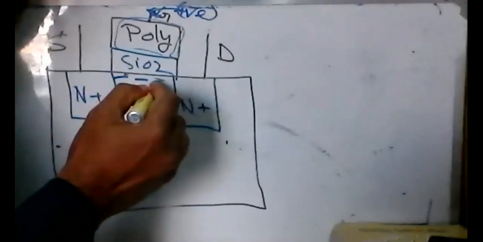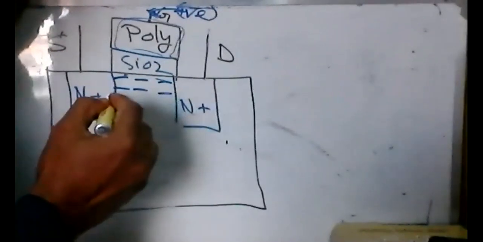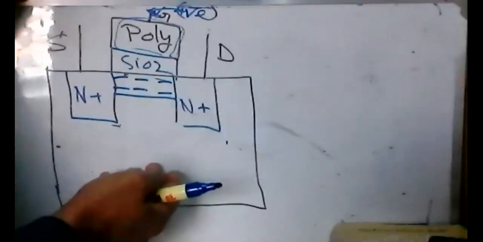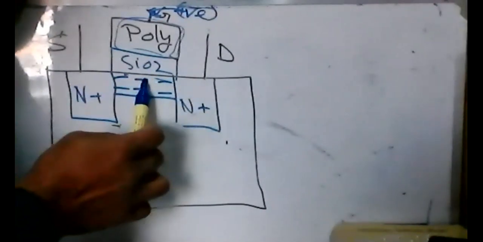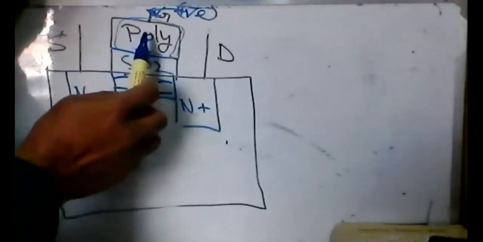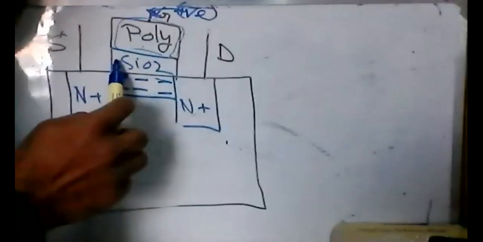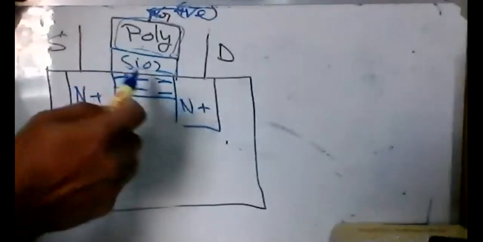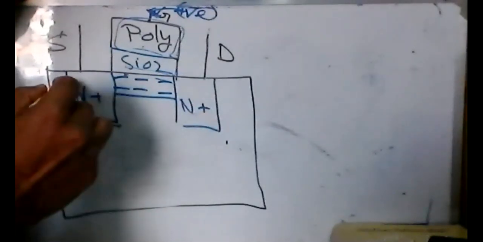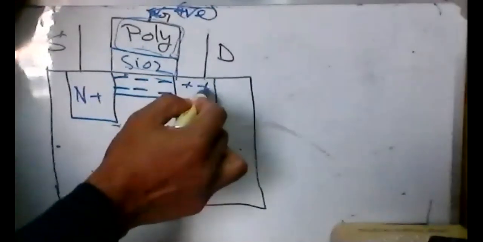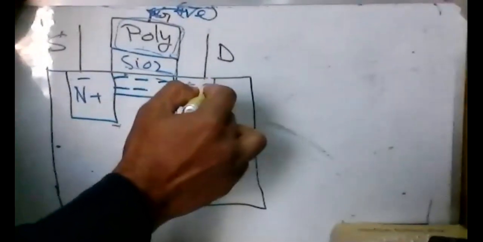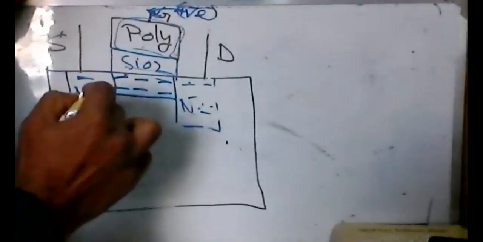Electrons will be aligned here. Several electrons coming from the bottom area will come here and try to cross the silicon dioxide and go to the poly because of the positive voltage. But the silicon dioxide is an insulator, so it cannot go over there. It will remain here, and we know that this N plus and this N plus are full of negative, everywhere negative.